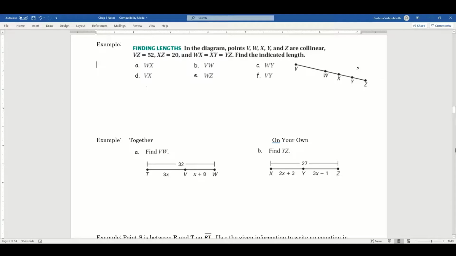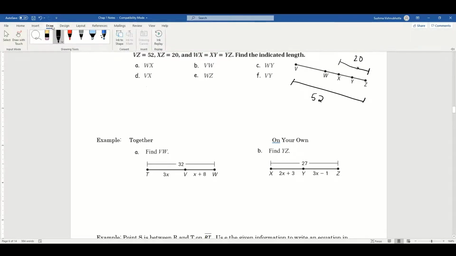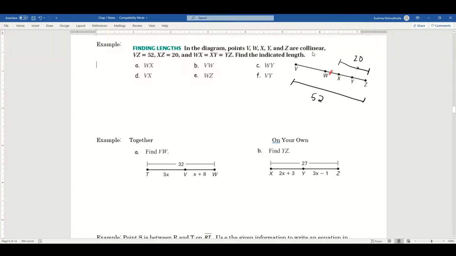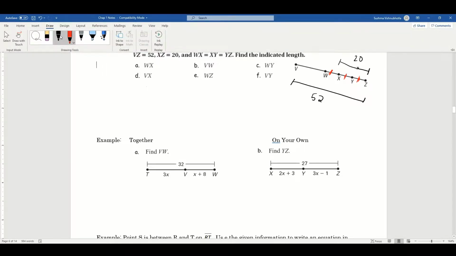Of all of these segments, you know that they're collinear, all of these points. So VZ is 52. XZ is 20. And then you know WX, XY, and YZ are all congruent. So you can have more than two segments be congruent to each other. That means this piece of my line segment and this piece all have the same measure. Okay. And then they're asking you to find the measures of all of these other things.